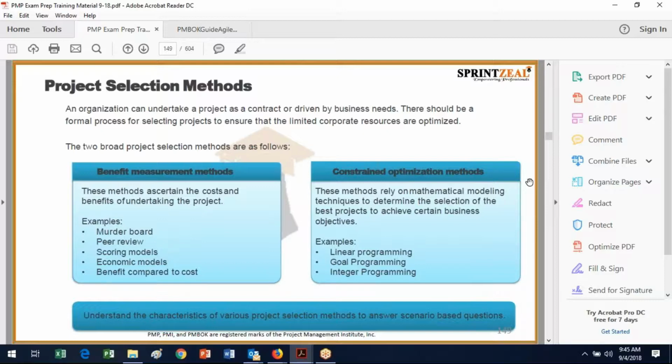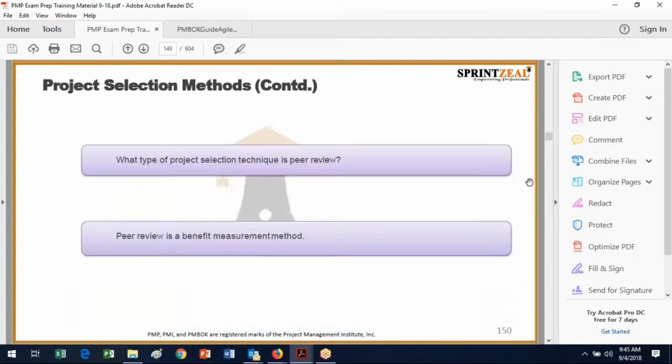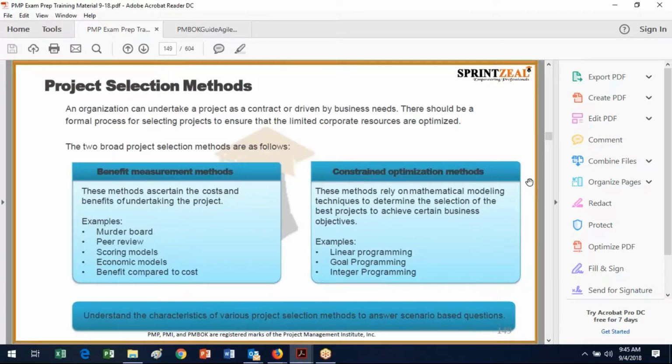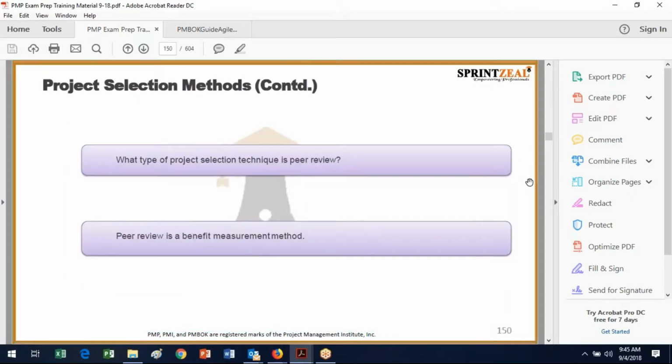So as long as you understand that linear programming is a constrained optimization method for project selection, that's really the takeaway from that line on this slide. Okay, so for instance, there's a question: what type of selection technique is peer review? Well, peer review is a benefit measurement method, as we saw over here.